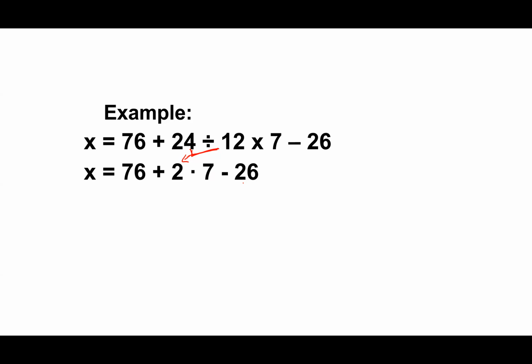Elijah? 2 times 7, which is what? 14, good. So my next line of work looks like this, 76 plus 14 minus 26. Now what do I do? Tyler? 90. Good, so I would do the 76 plus 14, which equals 90, minus 26. What's the answer?